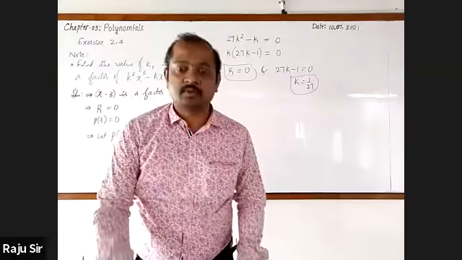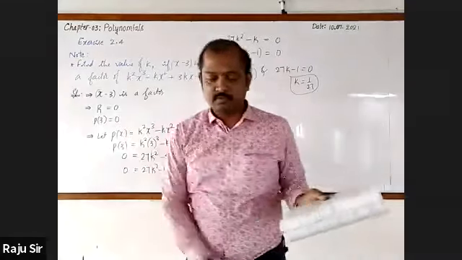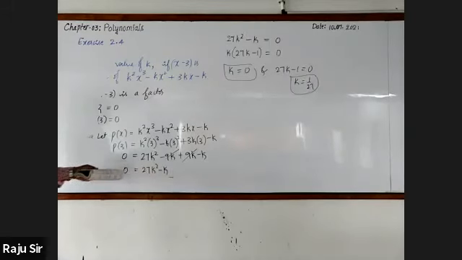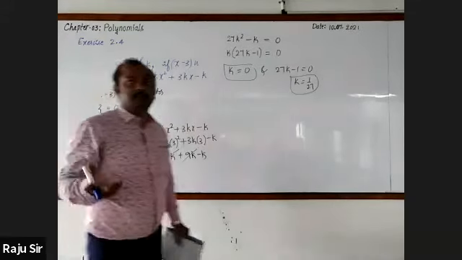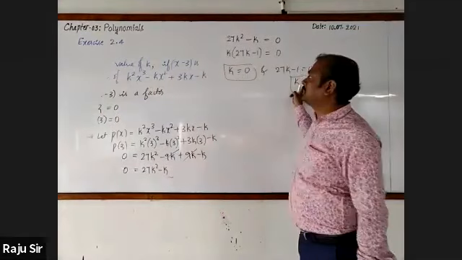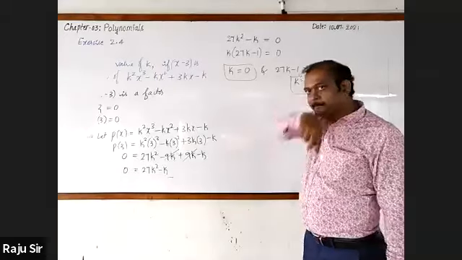Okay, very good. Now we are moving to the fourth main. Sir, if they ask how to verify, what do we do? Regarding this one, just go for substituting k equal to 1 by 27. If it is a factor, the remainder will be 0. If you substitute 1 by 27 in place of k, this will be equal to 0.